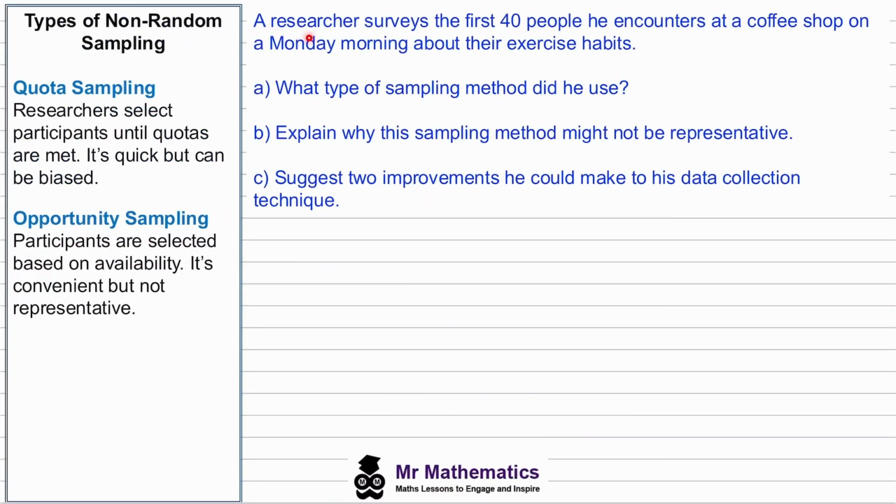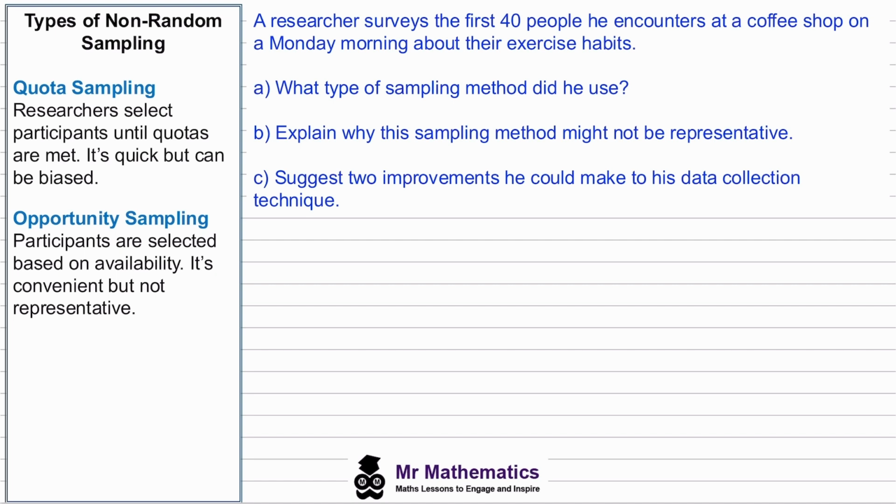So now we're told a researcher surveys the first 40 people he encounters at a coffee shop on a Monday morning about their exercise habits. For part A, we're asked what type of sampling method he used. For part B, explain why the sampling method might not be representative. And then for part C, suggest 2 improvements he could make to his data collection technique. So if you want to try this question yourself, you can pause the video, and when you come back, we'll discuss each of these points.